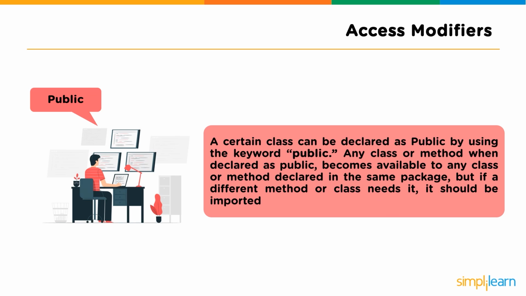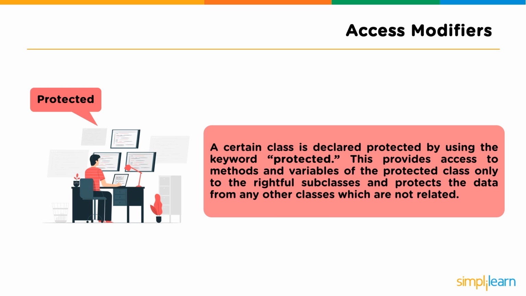So public, a certain class can be declared as public by using the keyword public. Any class or method, when declared as public, becomes available to any class or method declared in the same package. But if a different method or class needs it, it should be imported. And then we have protected. A certain class is declared protected by using the keyword protected. This provides access to the methods and variables of the protected class only to the rightful subclasses and protects the data from any other classes which are not related.